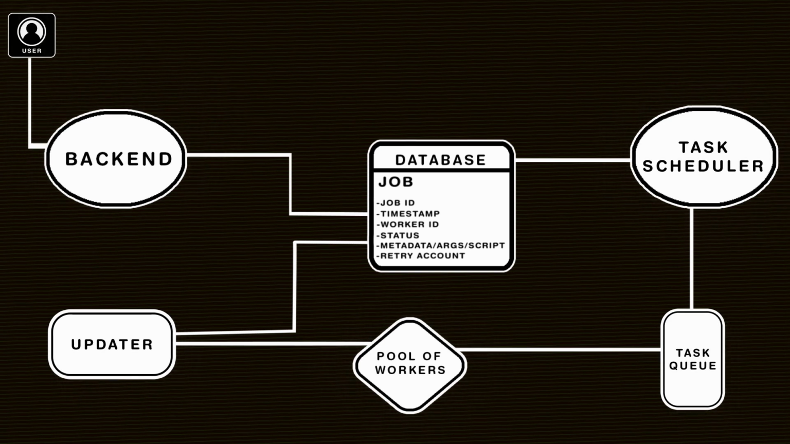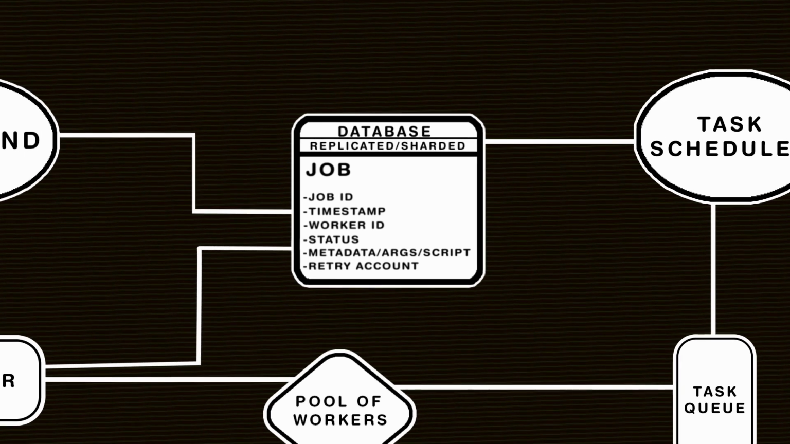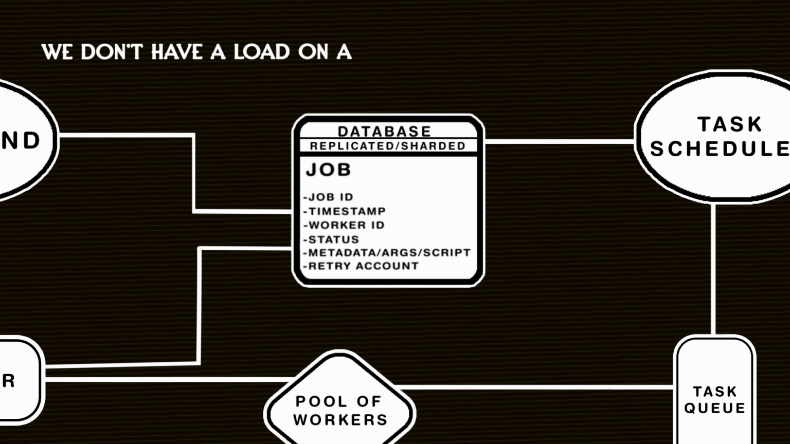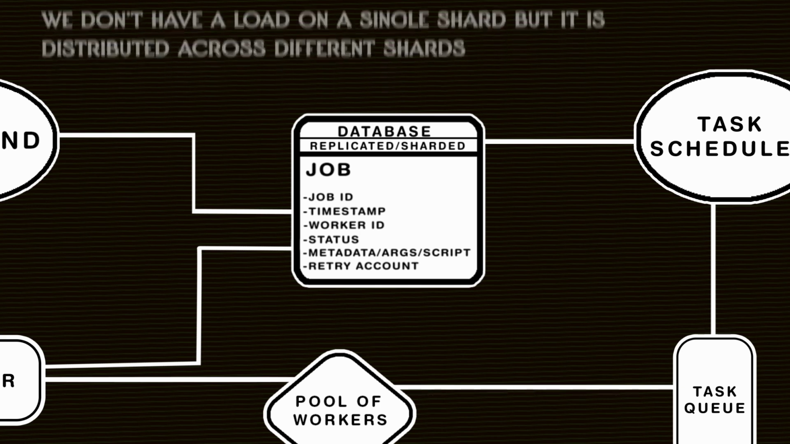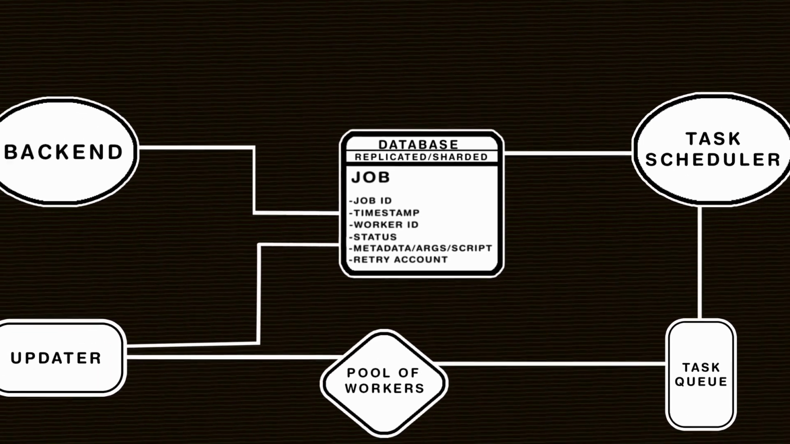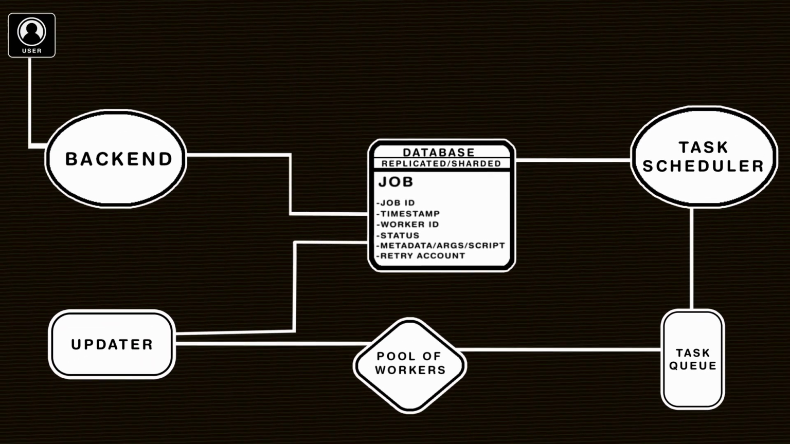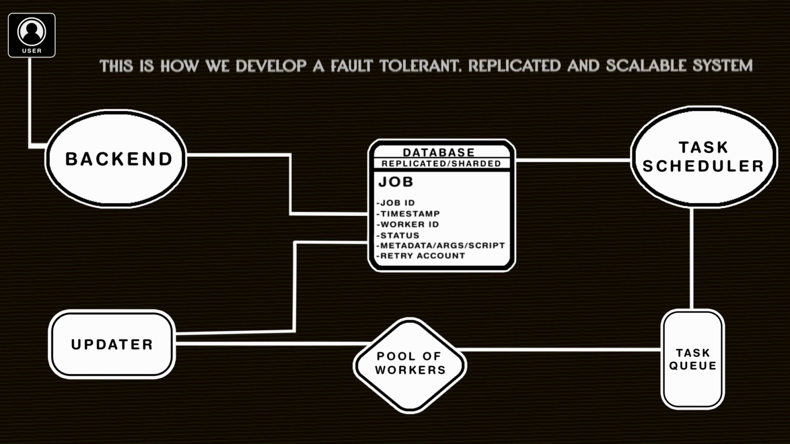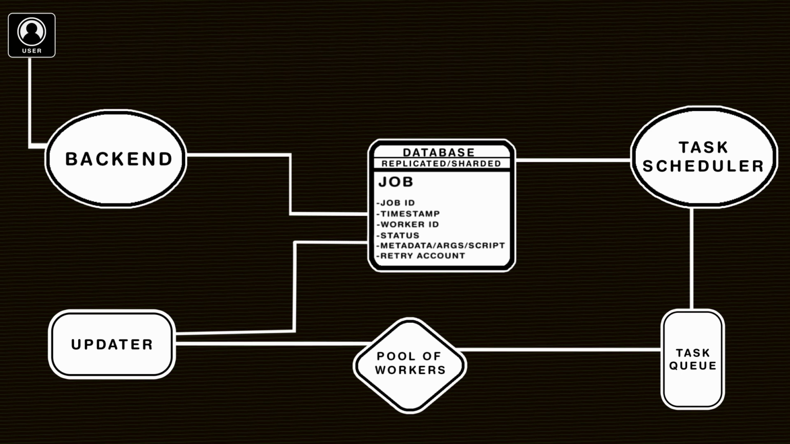But what we can see here is now that our database is the bottleneck here, because everyone is dependent on the database. So what we can do is that we can just make this database replicated or sharded. So if the database is sharded, our data is spread across different shards, and we don't have too much load on a single shard, but it is distributed across different shards. And since the database is replicated, we know for sure that it is fault tolerant. So guys, this is how we develop a fault tolerant, replicated and scalable system. Well, I'm using all the buzzwords here, but this is what it is.